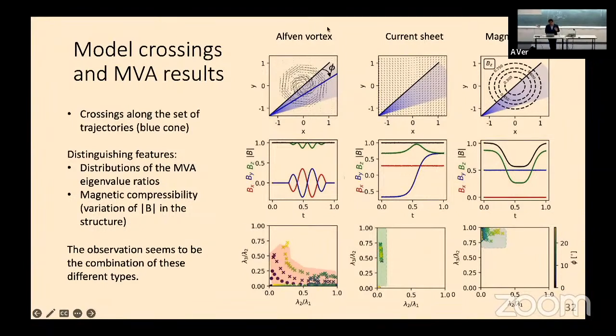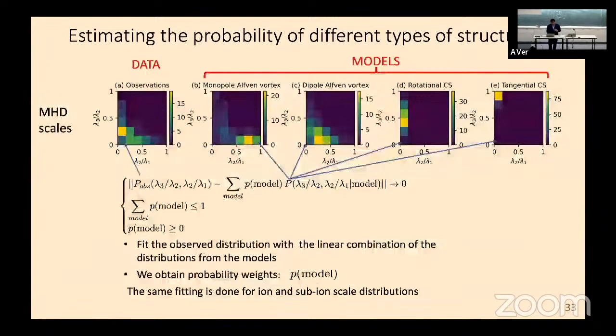So minimum variance results are different for Alfvén vortices, for current sheets, for the magnetic cones. And it seems that the observed distribution on the minimum variance plane that I have shown in the previous slide is a superposition, a combination of the crossings of different types of structures, such as Alfvén vortices, current sheets. Now, we would like to fit the distribution from observations with a linear combination of the distributions obtained after crossing the model structures with equal probability along the different trajectories.